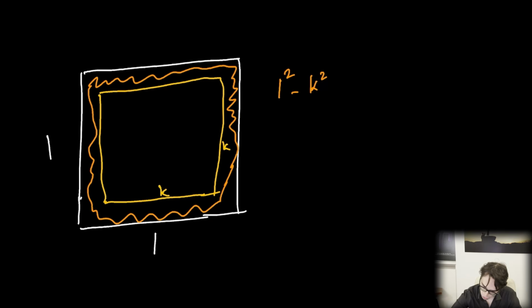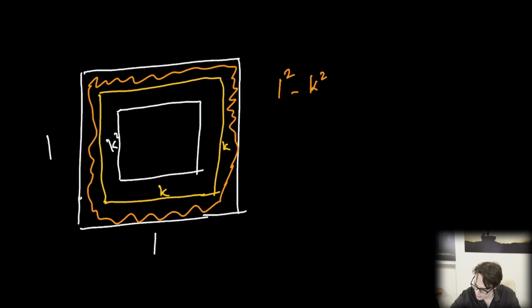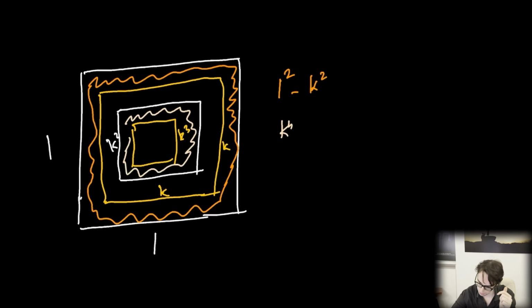Let us go into 2 more squares. So we have another square. Now the side length is going to be k squared. And then we're going to have a square inside that one with the side length being k cubed. Now what's the area going to be here? Well, we're going to have k squared times k squared, which is k to the 4th. So we're trying to calculate this strip over here. k to the 4th minus k cubed squared, which is k to the 6th.